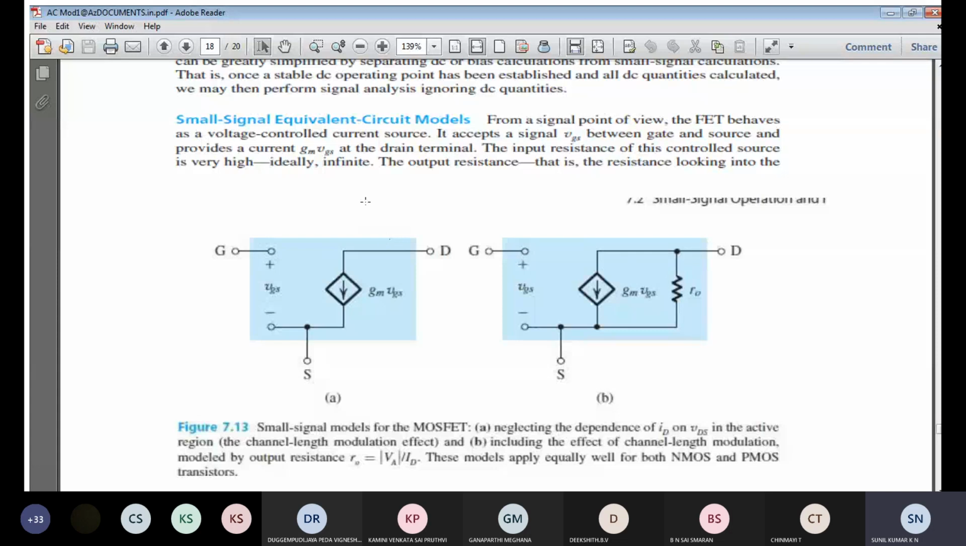For this small signal operation, first we are going to write all three terminals, gate, source as well as drain, like this. Because the source is common between the input and output, we write the source at the bottom and the gate at the input. VGS is the input side, gate to source voltage, and the output current will be equal to GM times VGS. This is nothing but the output current.